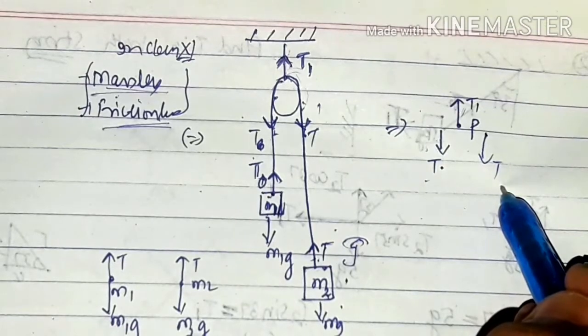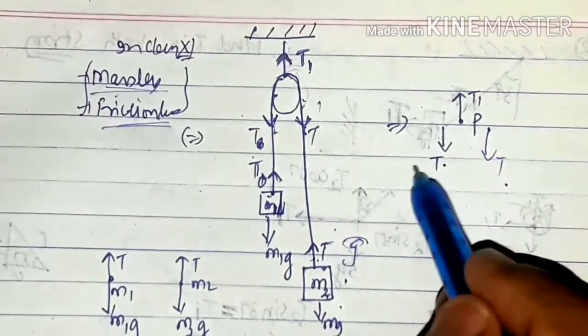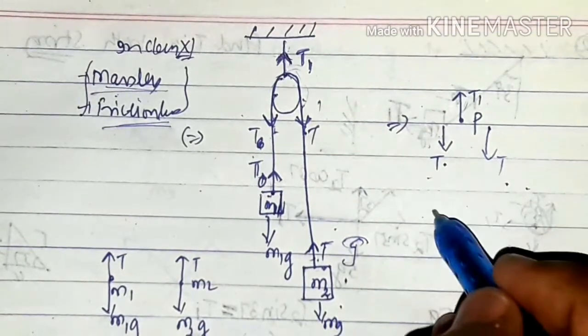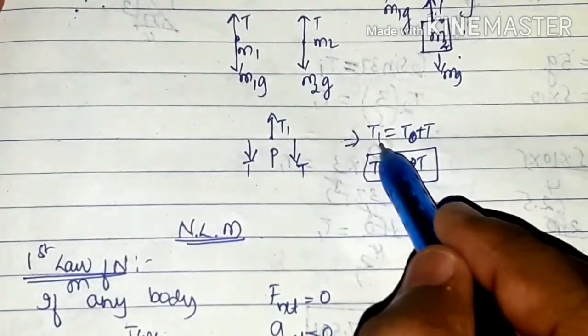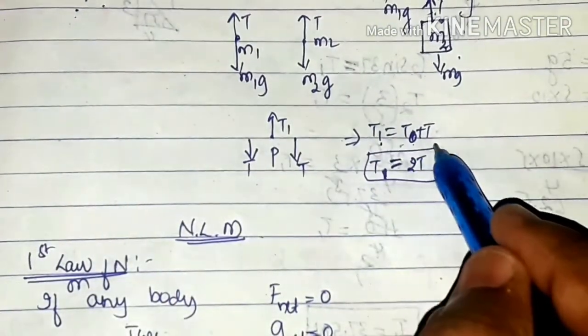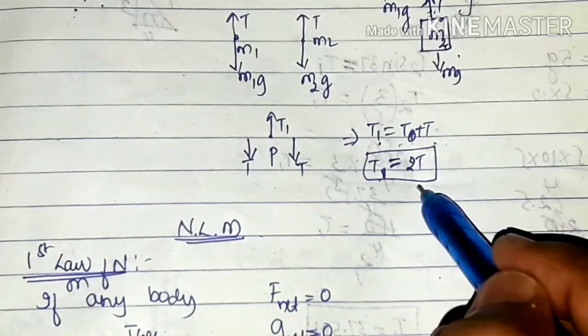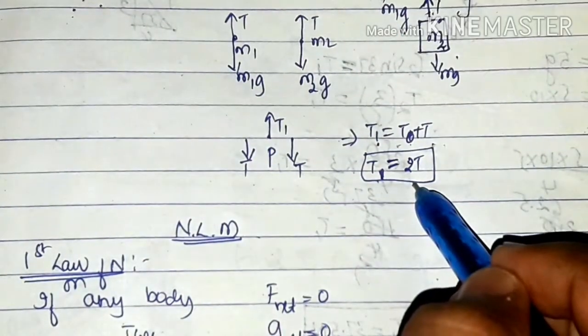Now if you consider it, T1 is balanced by the two T's, T and T. Mathematically, how will I represent it? Listen here. T1 is equal to T plus T. T1 is equal to T plus T means how much? 2T. So I have drawn this free body diagram: T1 is equal to 2T.